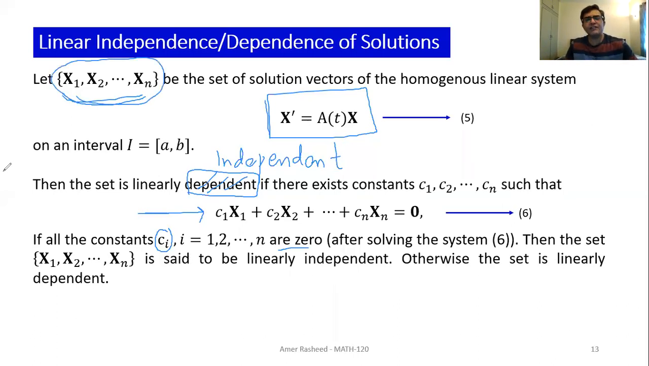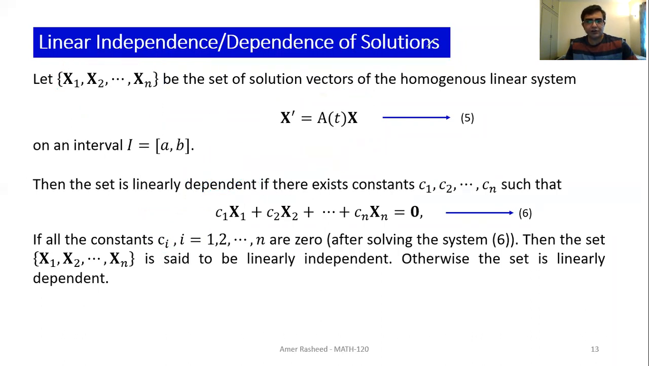If at least one of these C is not 0, then we say that this set is linearly dependent. We have discussed linearly independent and dependent sets in linear algebra when we discussed vectors and vector spaces. I hope you remember that. If you have any further question, you can ask me. Is there any question in the chat window? I hope you get it.